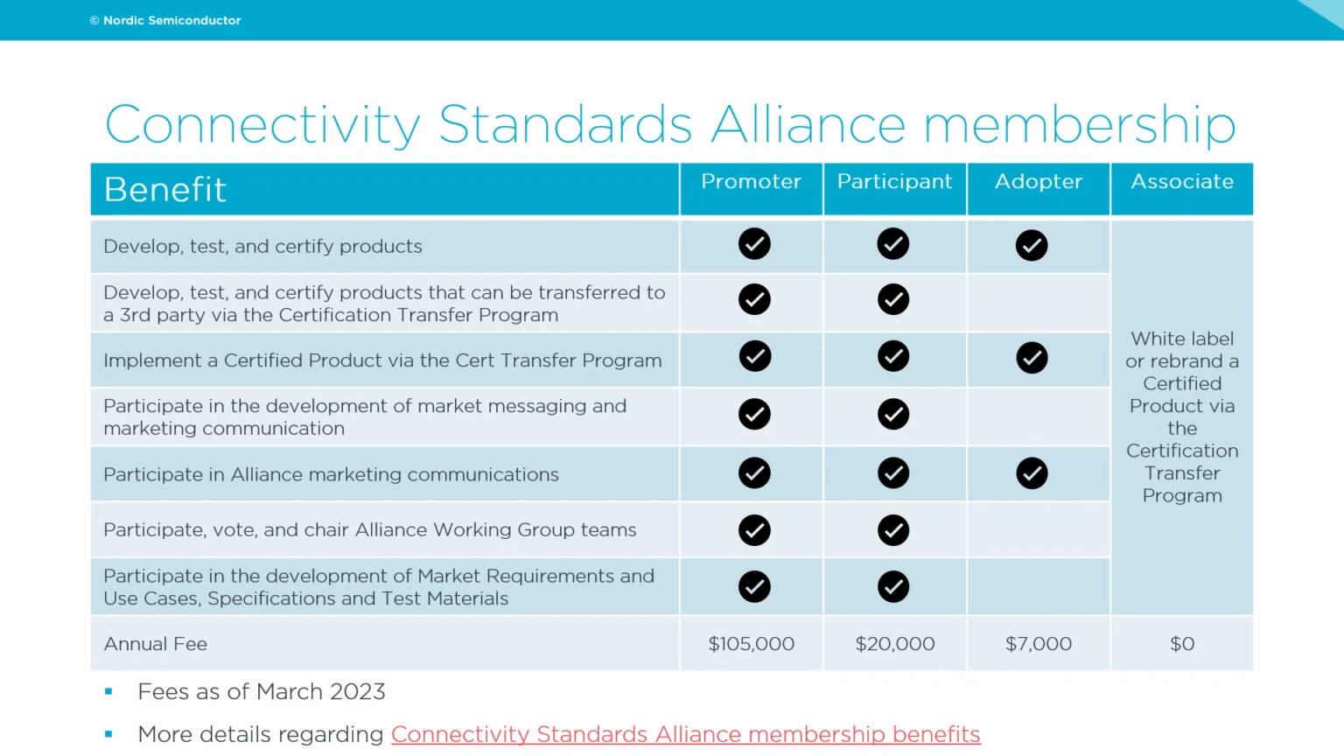Associate level has a special purpose and is intended for organizations which would like to white label or rebrand an already certified product. For an easy start, I recommend to join the organization on the adopter level, which has a lower annual membership fee but still allows you to certify your Matter device. You can find more details following the link at the bottom.